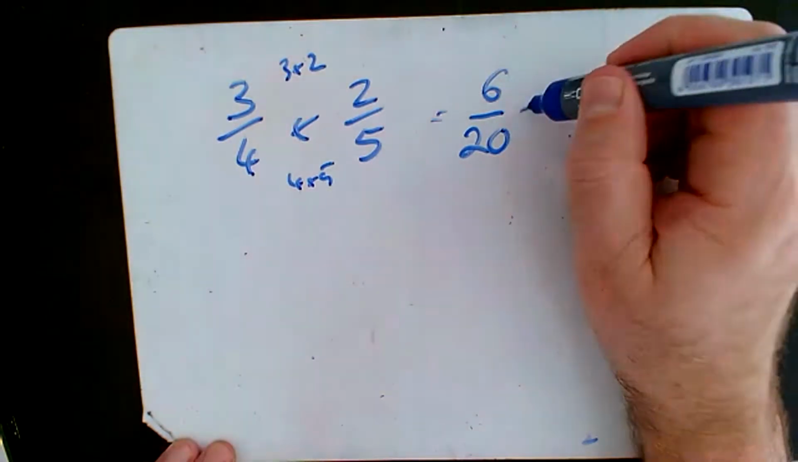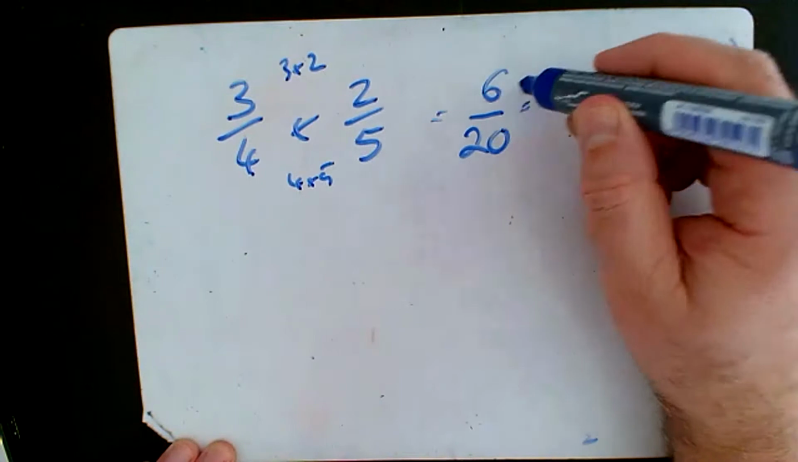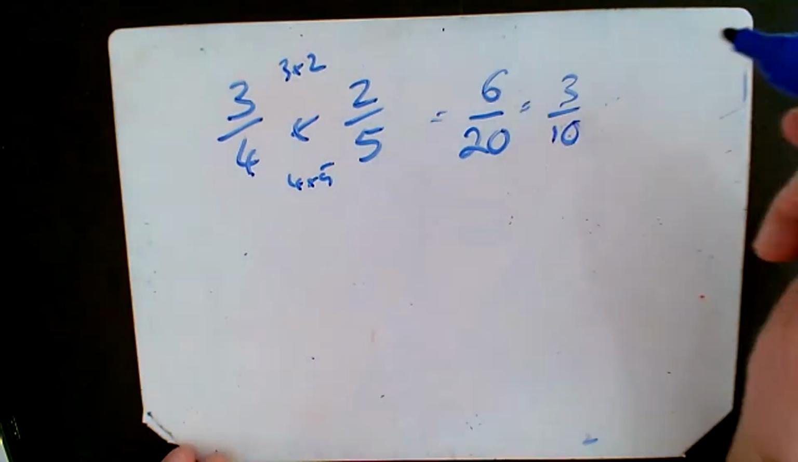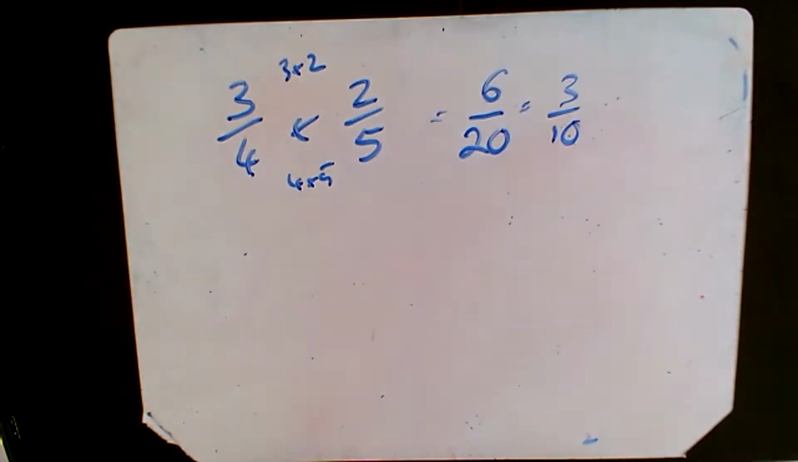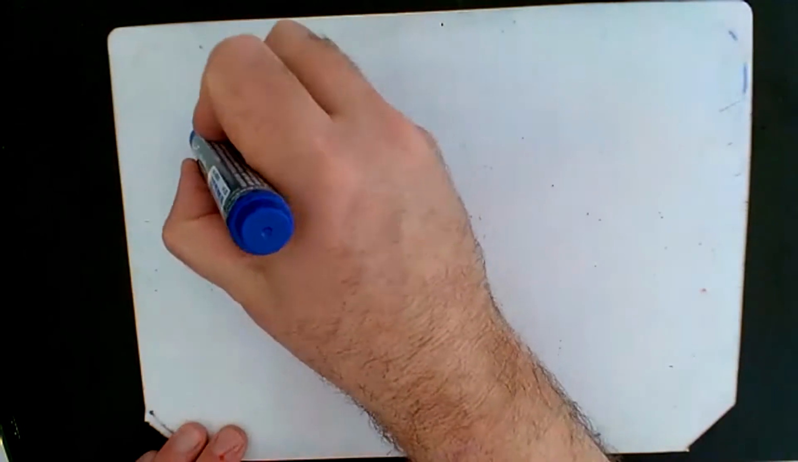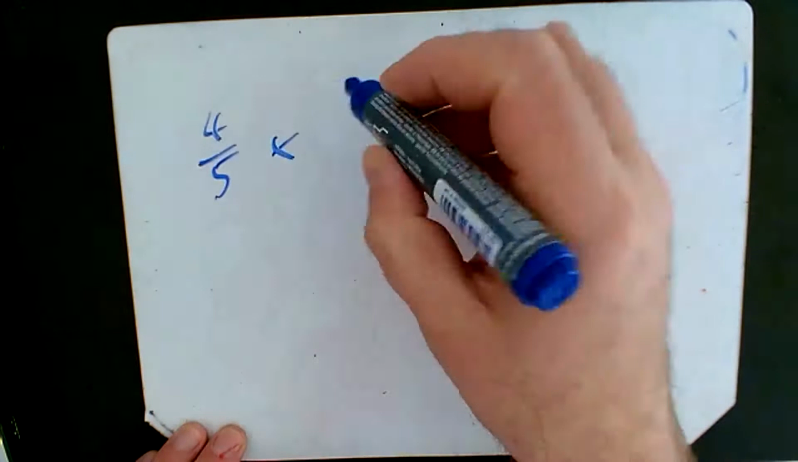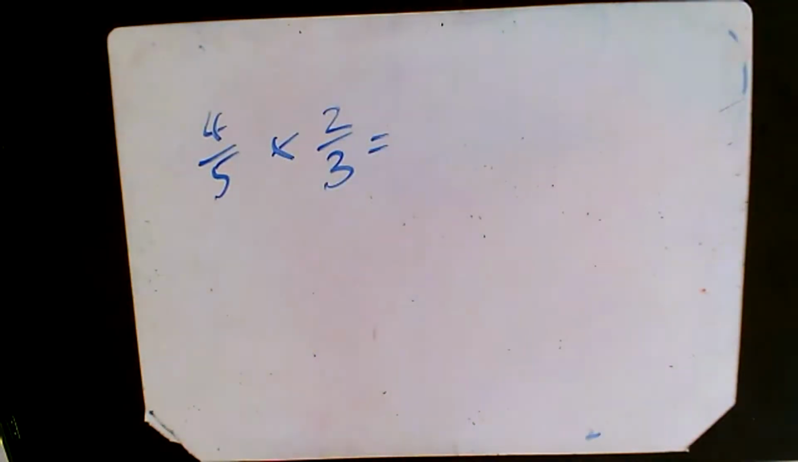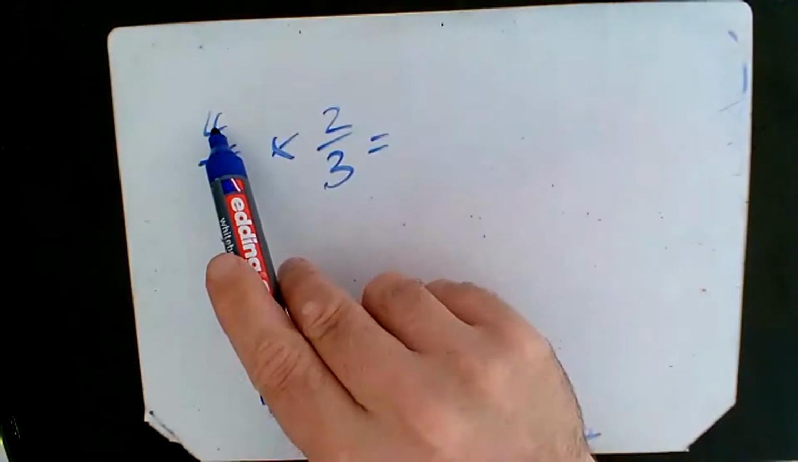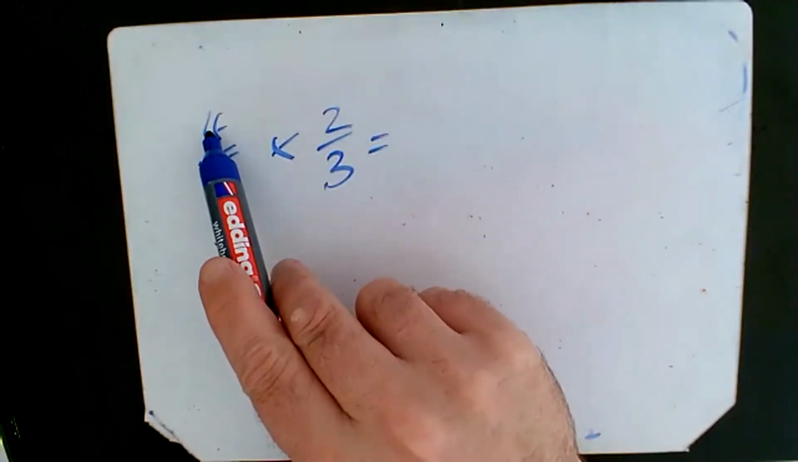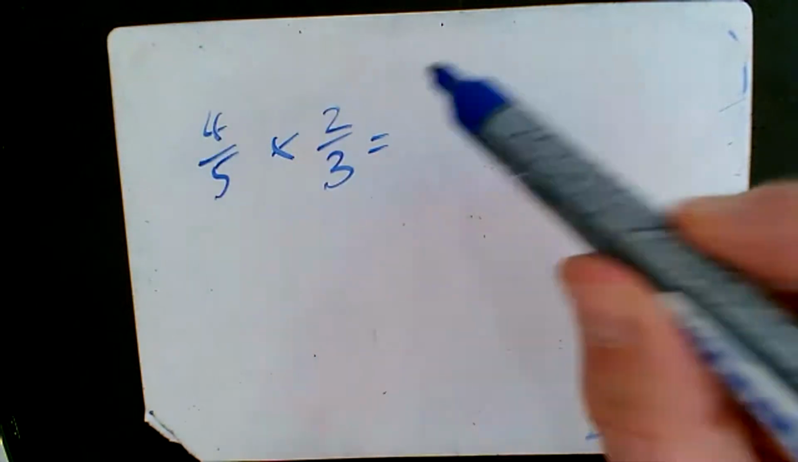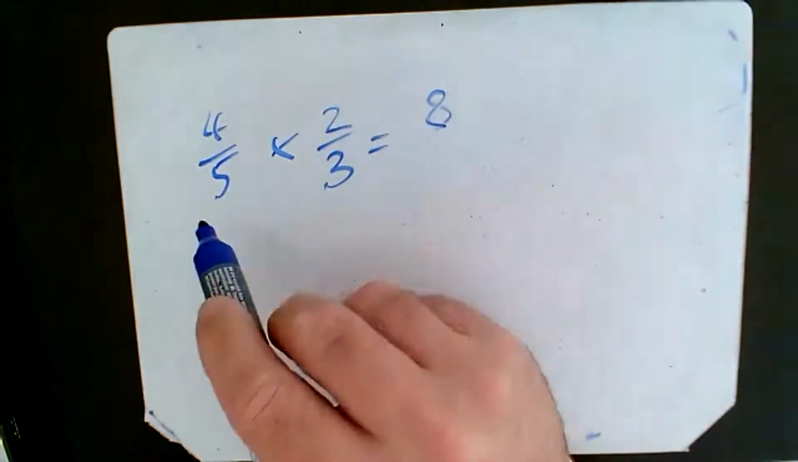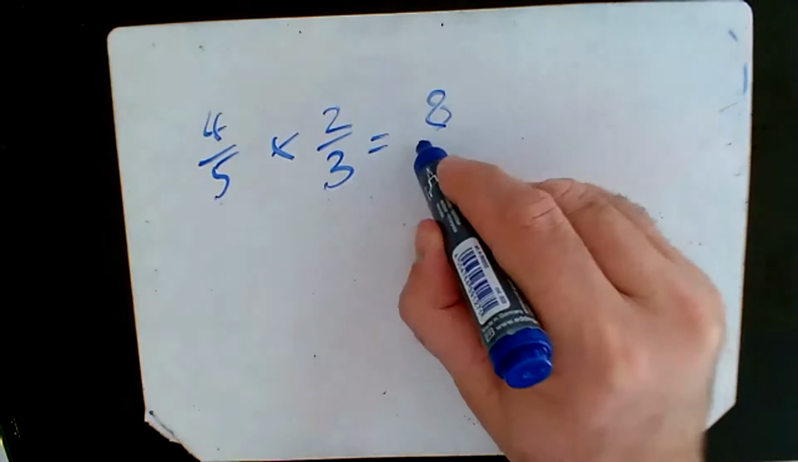I can simplify this again, can't I? 6/20, halve them both, 3/10. So I've simplified that to 3/10. Let's do another one: 4/5 times 2/3. I don't need to worry about common denominators. This is much easier. I just multiply the numerators together: 4 times 2 is 8. Then I multiply the denominators: 5 times 3 is 15.